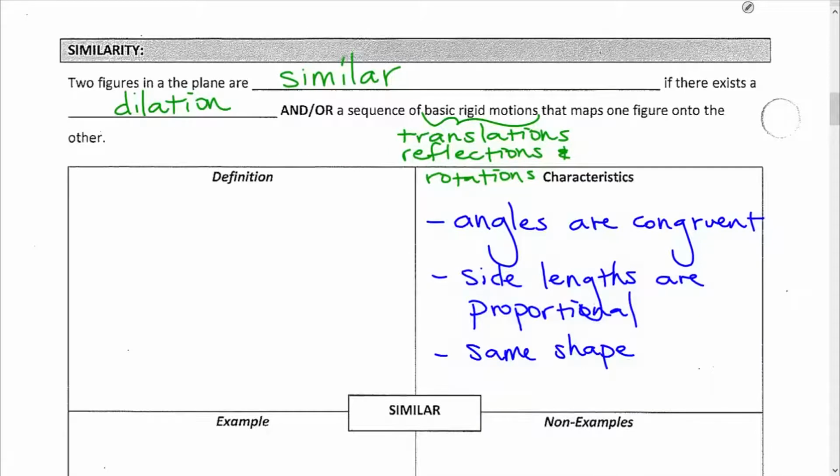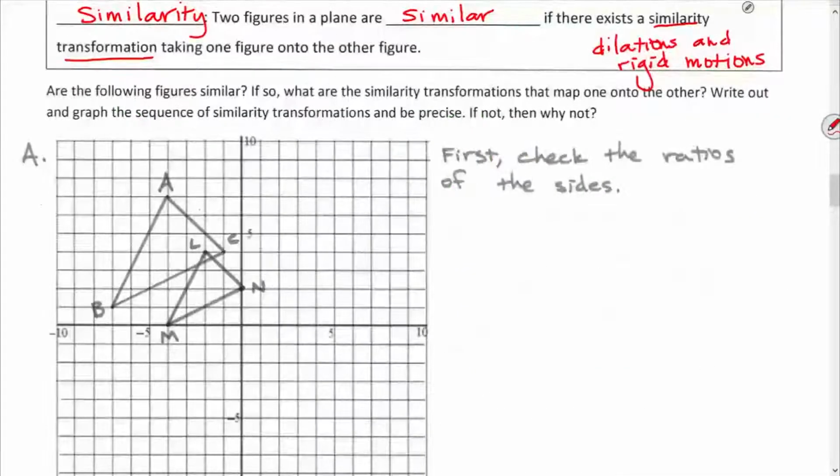Now let's look at actually finding those dilations and/or sequence of basic rigid motions that will map one figure onto the other. In question A, we are looking at, are these two triangles similar? If so, what are the similarity transformations that map one onto the other? We will write out and graph the sequence of similarity transformations, meaning dilations and rigid motions, and we'll be precise. If not, then why not?